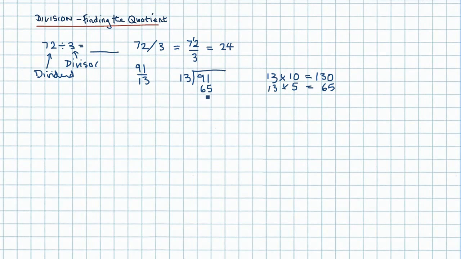So what we do is we write down that we've multiplied by 5, and then we use subtraction. Because what we want to know is what we've got left over, and then we want to have a go at that as well. So we've got 65 from 91.